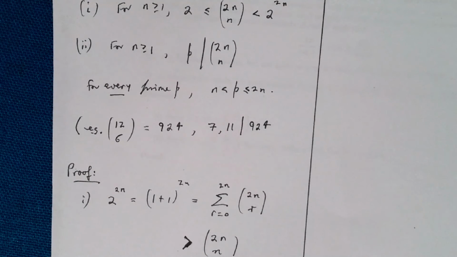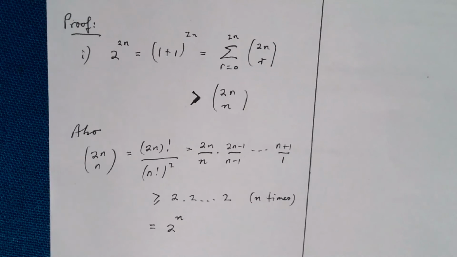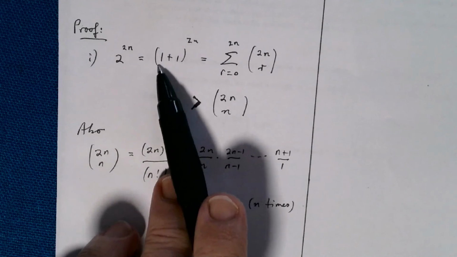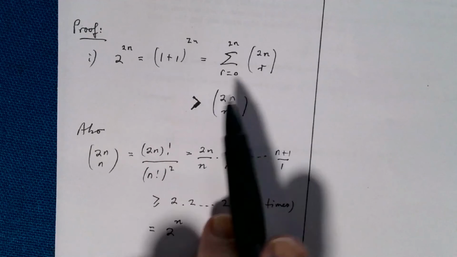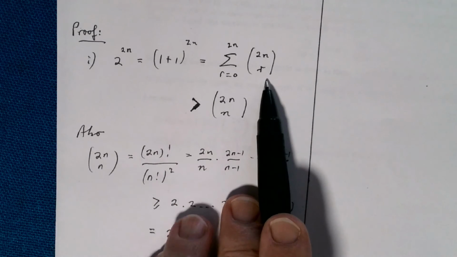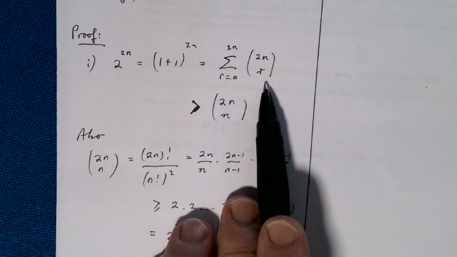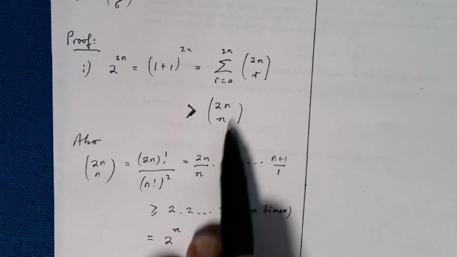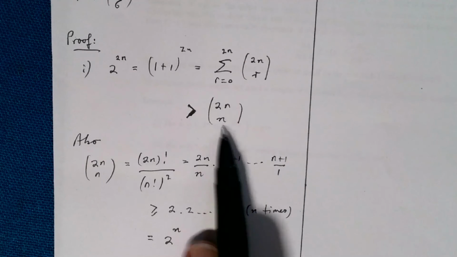Now the proof of this lemma is actually fairly easy. Firstly, of course, 2 to the 2n you can write as (1 plus 1) to the 2n, which you can expand out using the binomial theorem. And of course, that's bigger than one of the terms. The middle term here is 2n choose n, so that's clearly bigger than that.